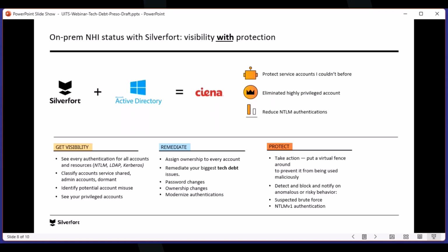The second part is the remediation side. So when we find things that don't have ownerships, within Silverfort and other mechanisms, we tie it back to the actual AD side, and we're able to report on that. So if we see something where an owner's become disabled or there isn't an owner assigned, we can flag it, and then we have a compliance team that works to address those things. It really helps you to remediate the biggest tech debt issues that we're talking about.